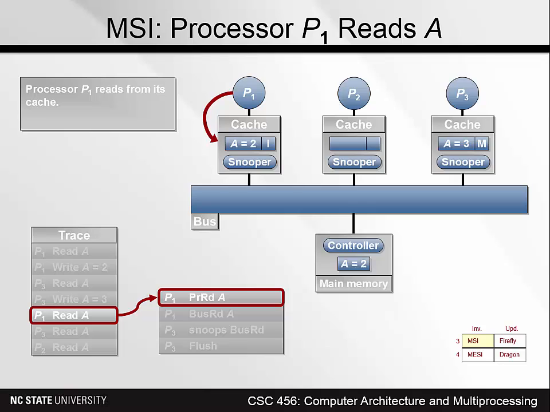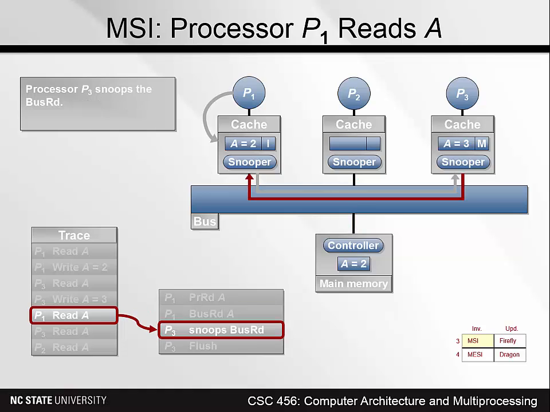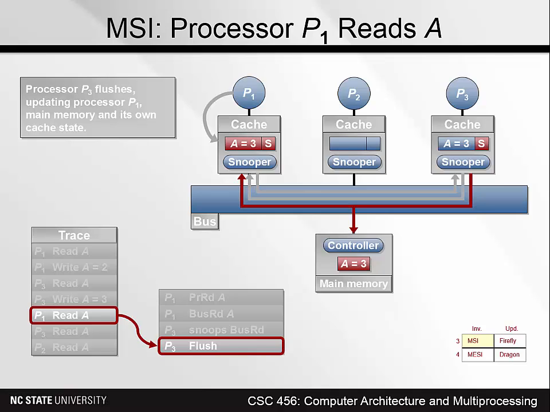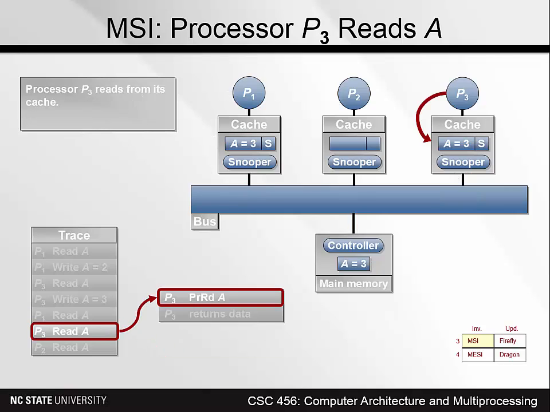Now P1 tries to read the value of A from its cache. But since its copy is invalid, it needs to issue a bus read to read it. P3 snoops this bus read and flushes the block out over the bus, where it is picked up by memory in P1's cache. The read operation completes.